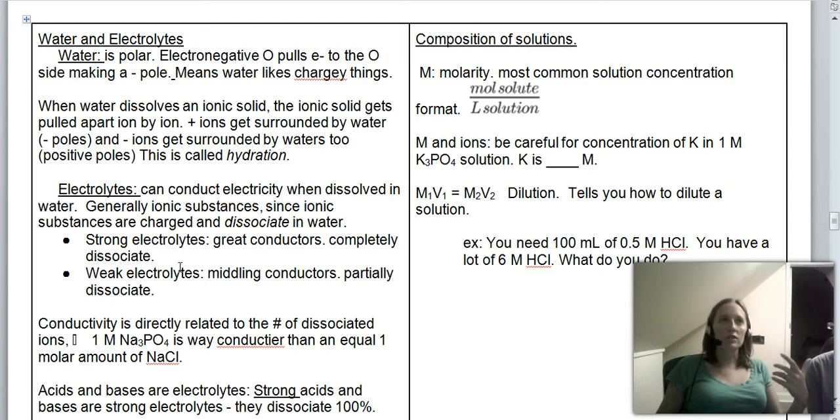So, for example, acetic acid, vinegar. Only about 5% of acetic acid dissociates the hydrogen ion in order to make it acidic. And that is actually a covalent bond that breaks. So vinegar is a weak electrolyte, so it conducts electricity a little bit, whereas all of the ionic stuff that dissolves is going to be a strong electrolyte.